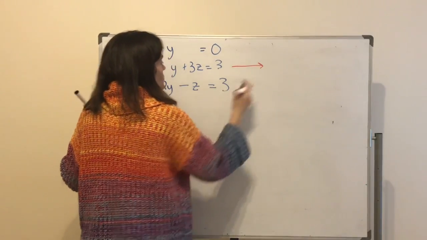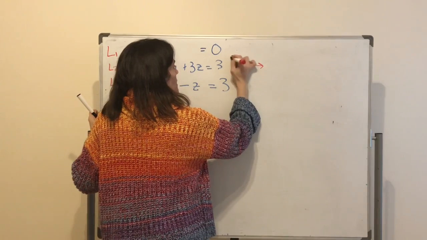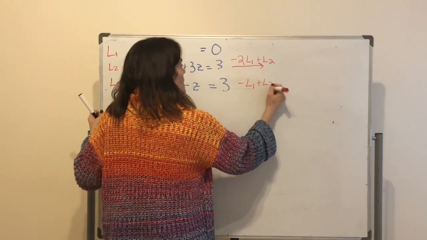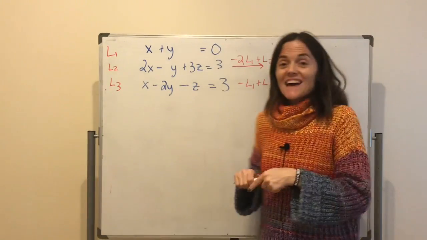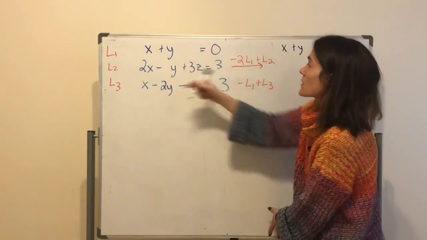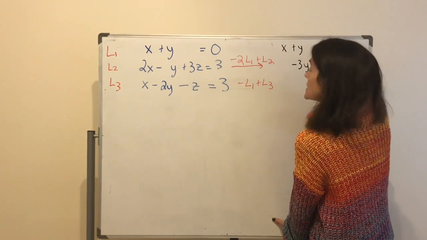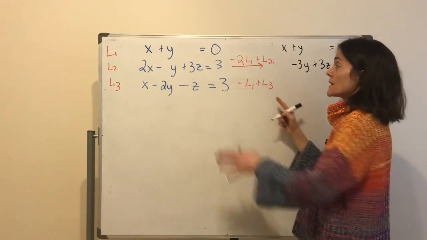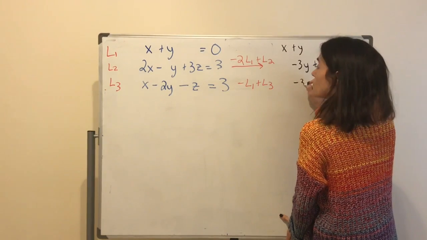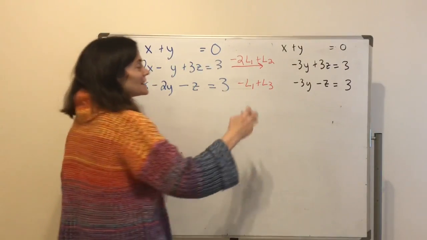Okay, so the first thing I'm going to do is two things at the same time. First, I'm going to take negative 2L1, add it to L2. Negative 2L1 plus L2, and I will take just minus L1 plus L3, okay? And then I will recopy what I get when I perform these operations. So I have the first line is still x plus y is 0, and then here I'm going to get 0, and then I will have minus 3y plus 3z is 3. This is by doing this operation. And finally, when I take minus L1 plus L3, so I'm adding it to here, I get 0. I get negative 3y minus z is 3. Okay? Now, as I mentioned, now I want to just look here.